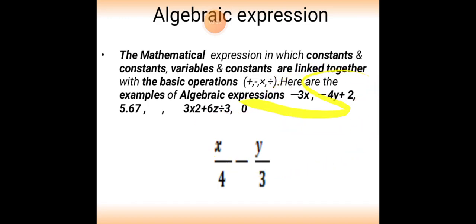So these are all examples of algebraic expressions, because the expression is one in which constants and variables are linked together with basic operations. Now what are the basic operations? Plus, minus, divide and multiply. These are the basic operations. So this is first of all known as an algebraic expression.